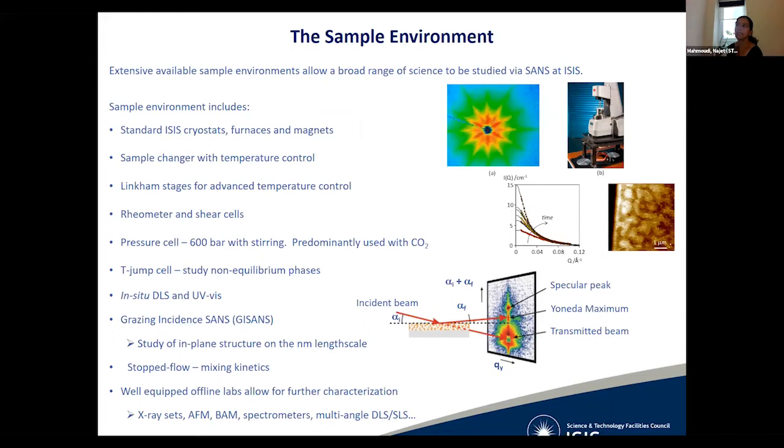Obviously there is a variety of sample environments that can be used with the instruments, because what our users want is mostly to look at their samples in situ, at conditions as comparable as possible to the real conditions. So we have different types of cryostats, furnaces, and magnets. A sample changer is our most used sample environment, with temperature control. We have Linkam stages for advanced temperature control, and rheometers and shear cells, pressure cells, T-jump cells for studying non-equilibrium phases, in situ DLS and UV-Vis.